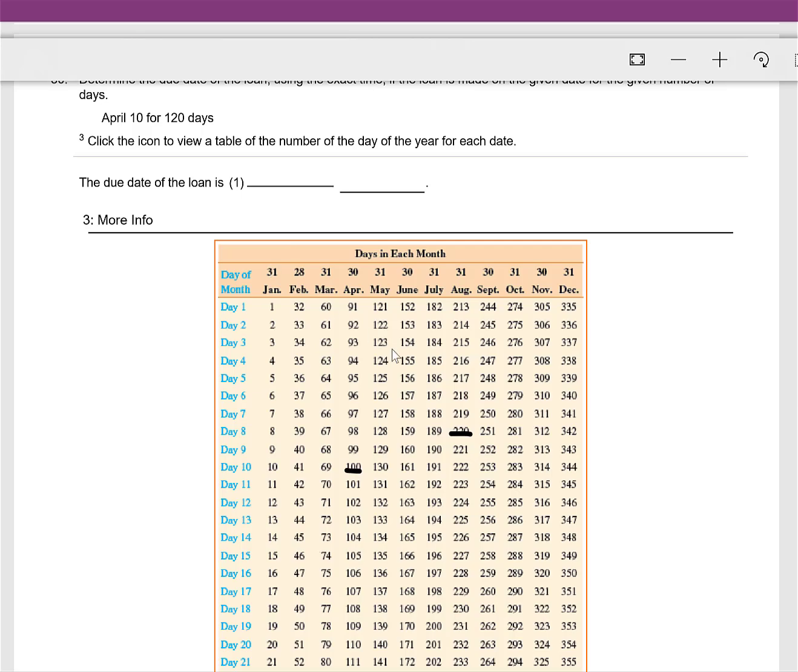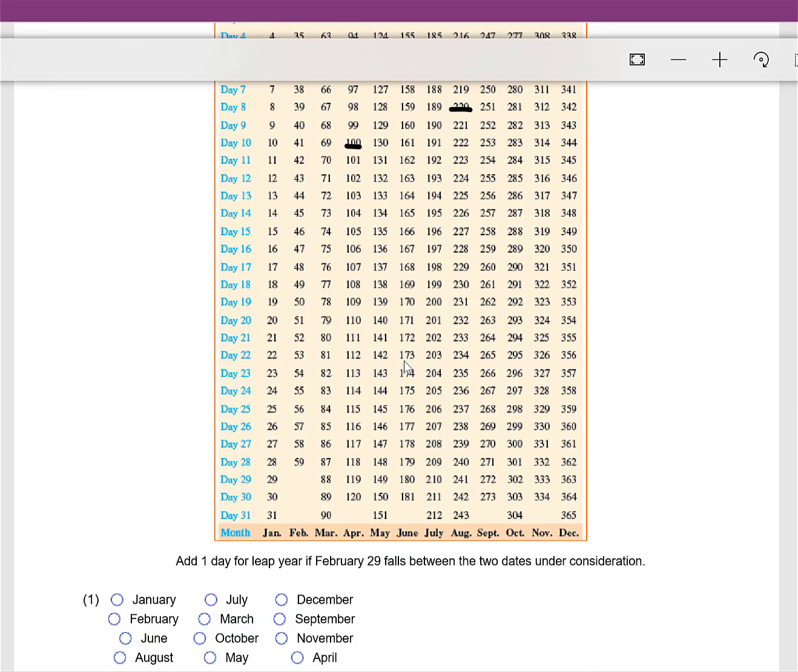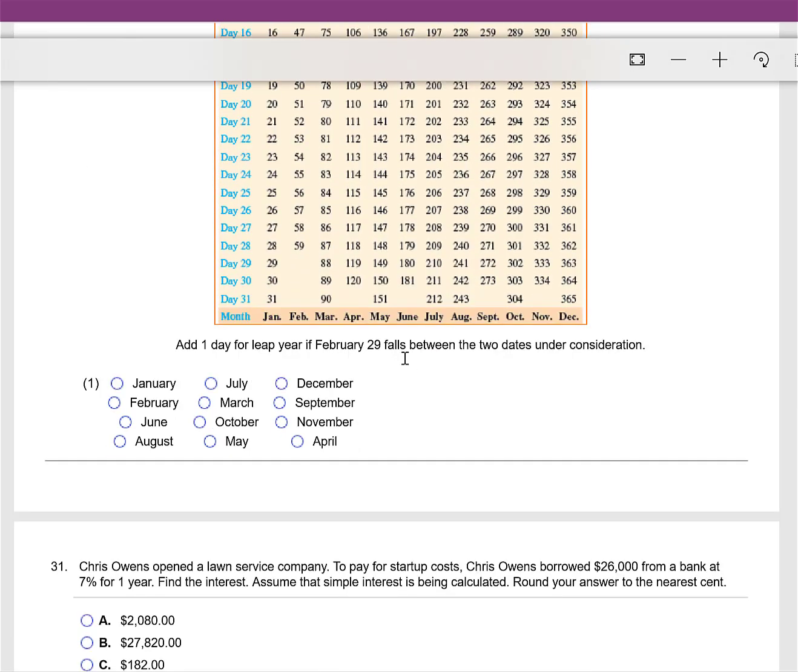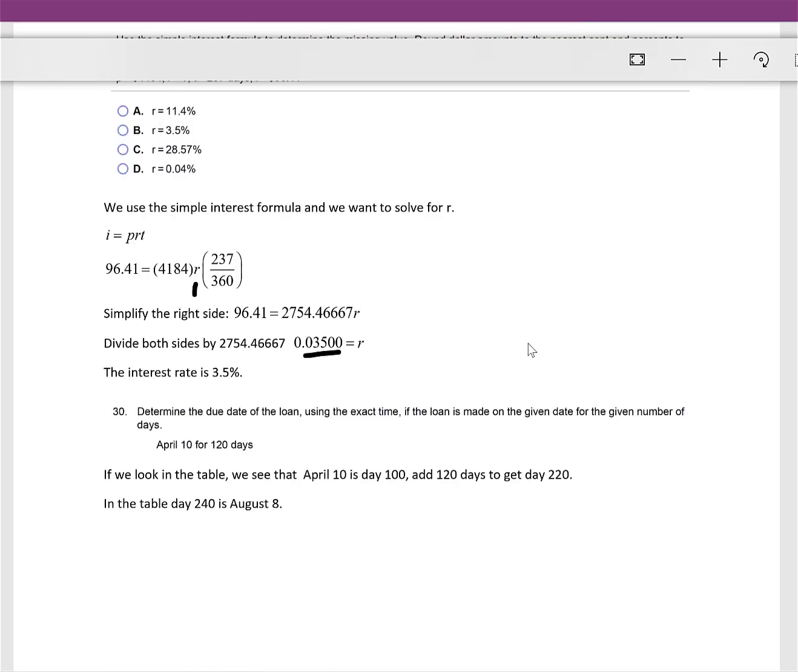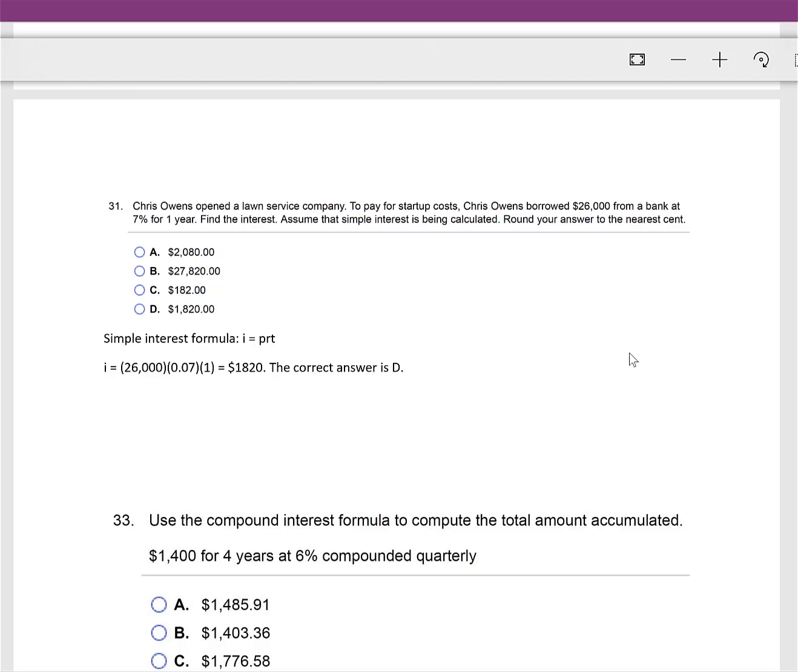So those are pretty straightforward questions. They're not too difficult. Okay, and then let's go back over here. So Chris owns a lawn service. To pay for startup, he borrowed $26,000 at 7% for 1 year. Find the interest. Simple interest again. We're still on simple interest. So 26,000 times 0.07 times 1 year, so $1,820.